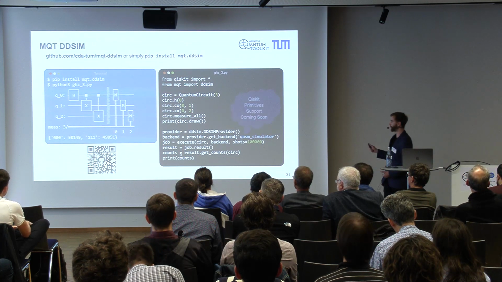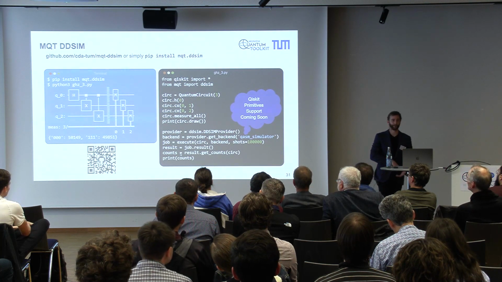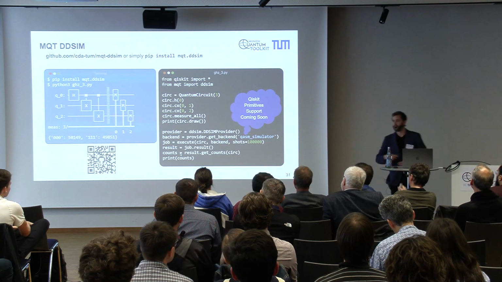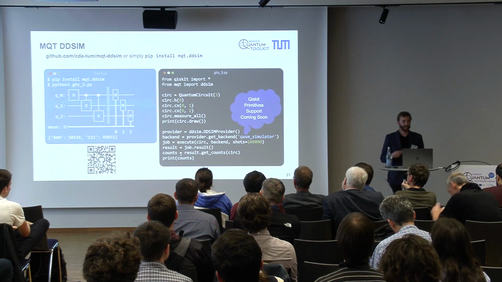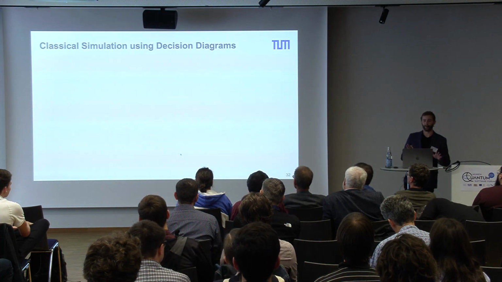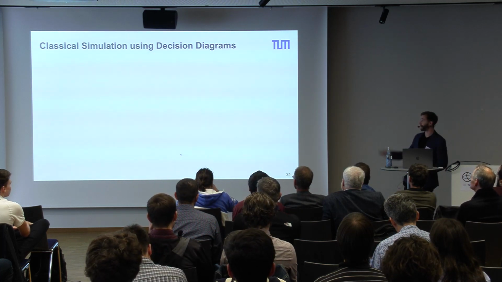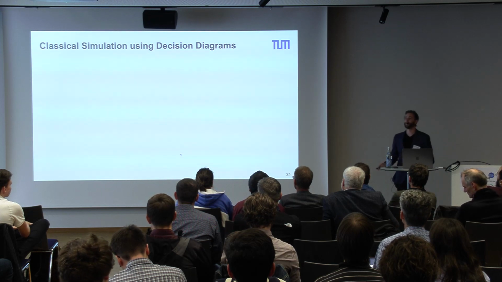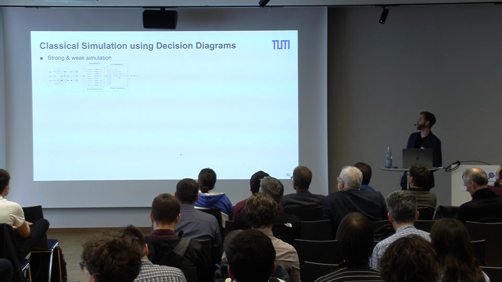And just as a small advertisement, Qiskit primitive support is coming soon for that, so you can also use your sampler, estimator, whatever you want with our tools. So I just want to throw some buzzwords out there to trigger some discussion later on. Like, what did we do with classical simulations using decision diagrams? What can you do with that data structure? For one, you can do strong and weak simulation.